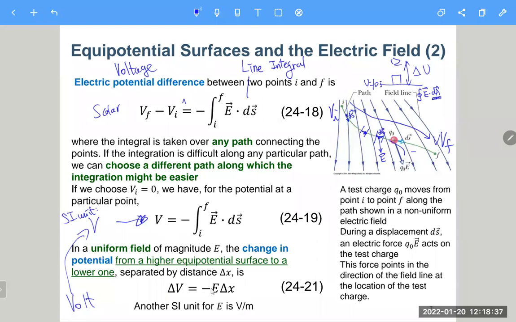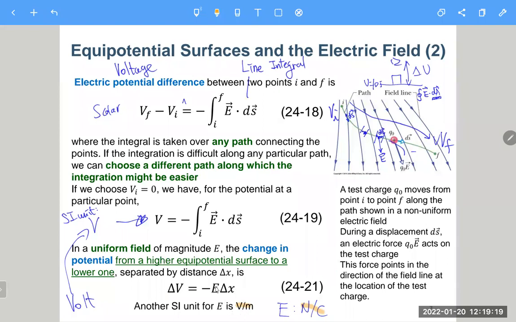And in chapter 21, we know the SI unit for E is Newton per Coulomb. And here, given this expression, another SI unit for E can be written as V over M. Both of them are correct. Because we have V here, this is the SI unit for E, and the SI unit for x should be meter. So we have V over M to be the SI unit for the E field.